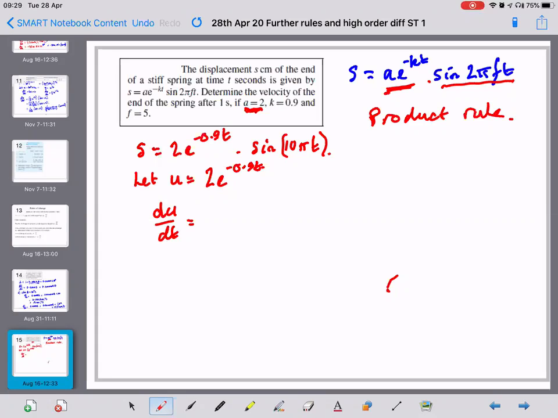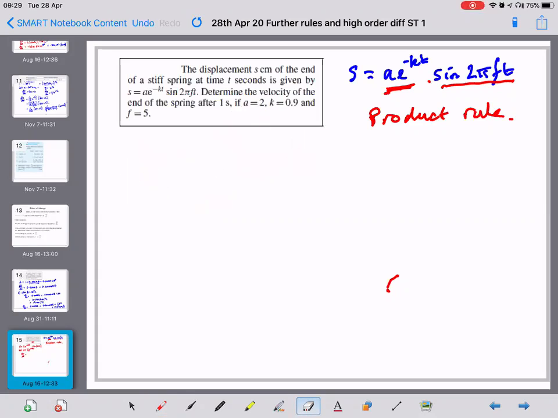In actual fact, you're probably better, in all honesty, to leave the function. Sorry if you've written all that down, but you're probably best to differentiate it as it is up here. So ds by dt is equal to, now the minus k comes down and multiplies, so it's minus ak e to the minus kt.